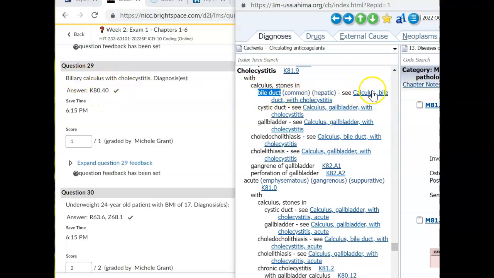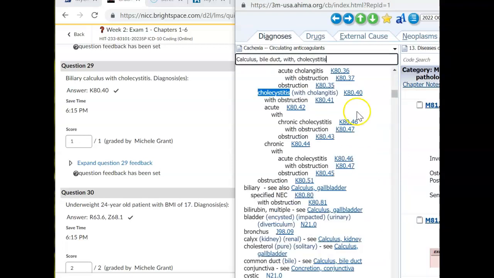So when I look this up, again, you don't have access to the book, but you will shortly. Exciting news, it's coming later this week. If I click on that, or if you go to it in your book, as you can see, it's K80.40. Okay, so everything's covered. I got my calculus and the bile duct with the cholecystitis.